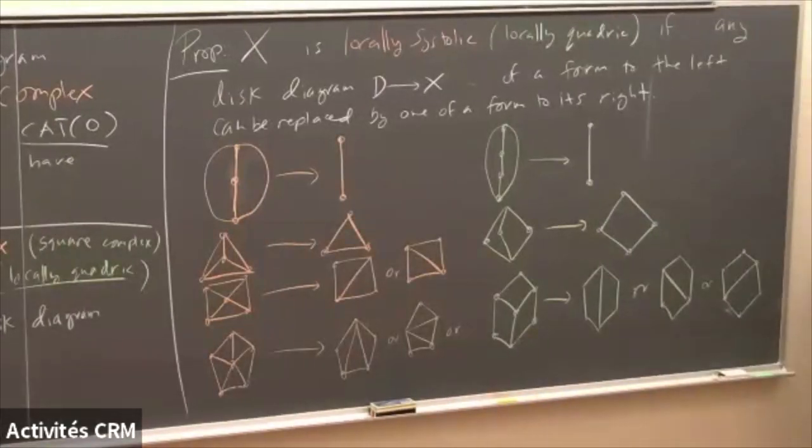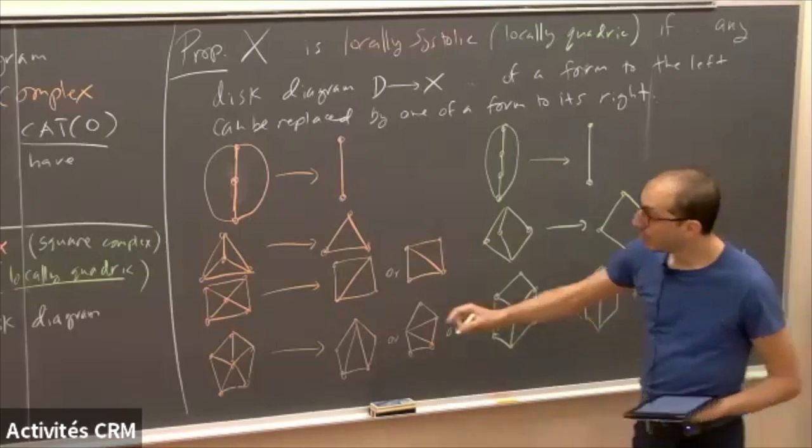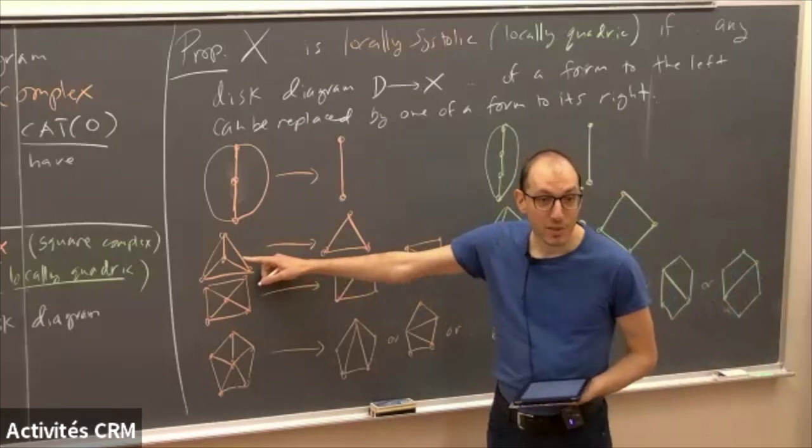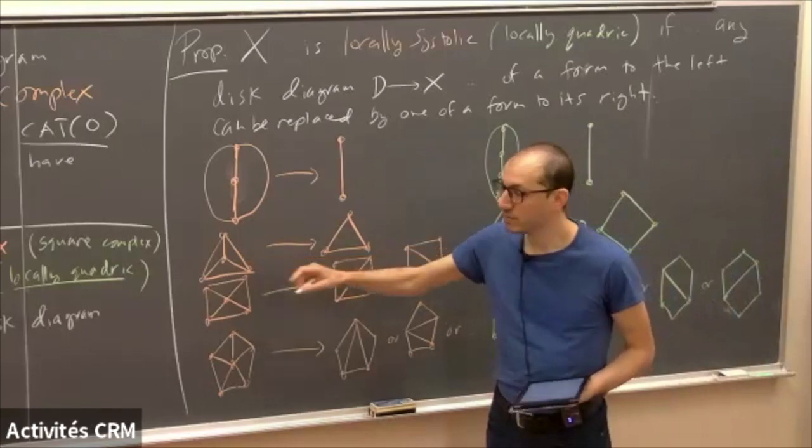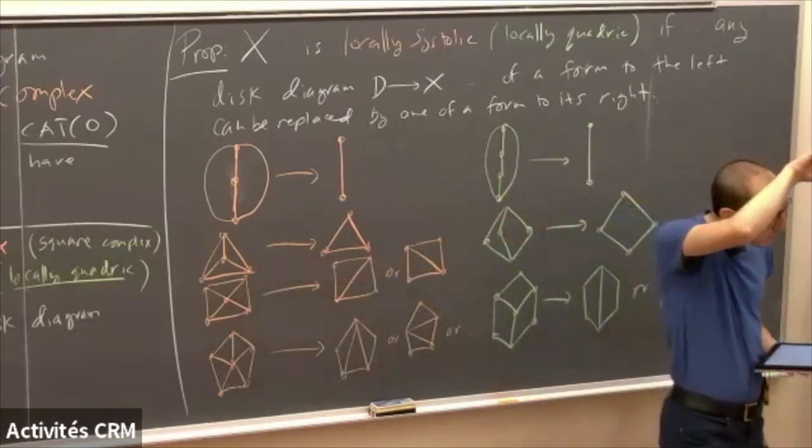That's right. So yeah, that's exactly the point. Your disk diagrams, you can find ones that are CAT(0), but that doesn't at all mean that your complex as a whole is going to be CAT(0), because, well, you have these kinds of pathologies, right? We just know how to replace them.